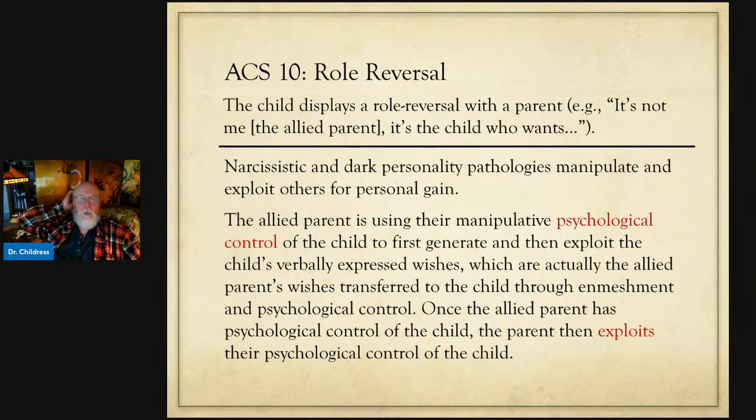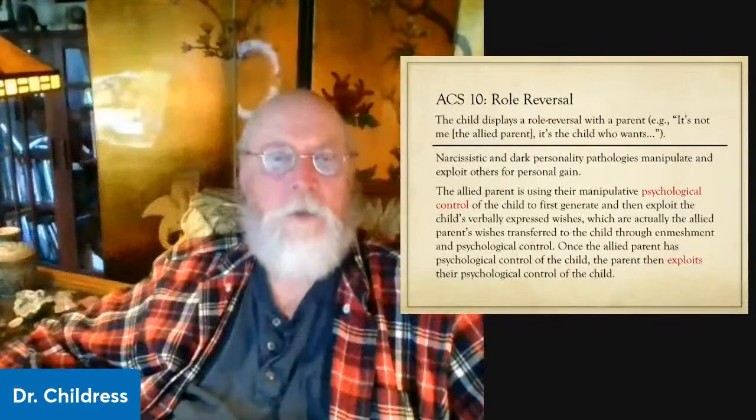The narcissistic and dark personality pathologies manipulate and exploit others for personal gain. The allied parent is using their manipulative psychological control, Barber, of the child to first generate and then exploit the child's verbally expressed wishes, which are actually the allied parent's wishes, transferred to the child through enmeshment and psychological control. Once the allied parent has psychological control of the child, the parent then exploits their psychological control over the child to get whatever they want.